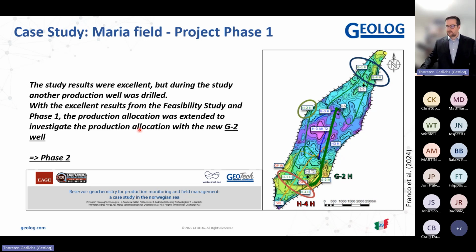There is, of course, a possibility to deconvolute the different wells from each other. With these excellent results, we said from the feasibility study in phase 1, we would like to add the new well. The new well during that time was the G2 well that was drilled, and this is coming in here. And this started then the second phase, and this second phase is also already published. This was at last year's EAGE with Placido, Franco.